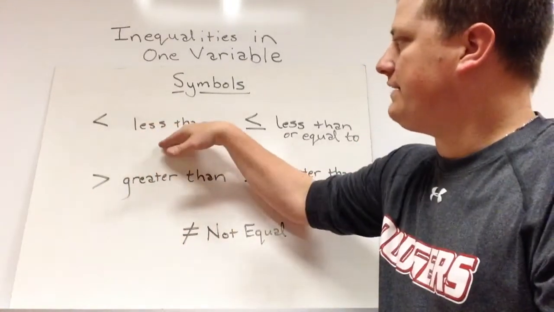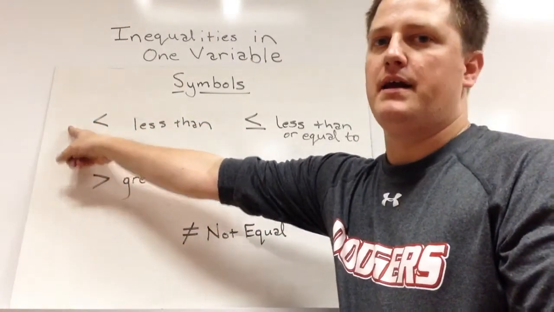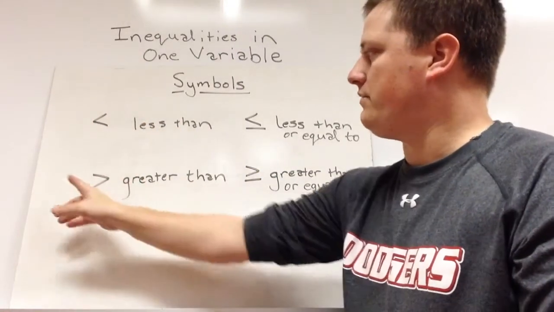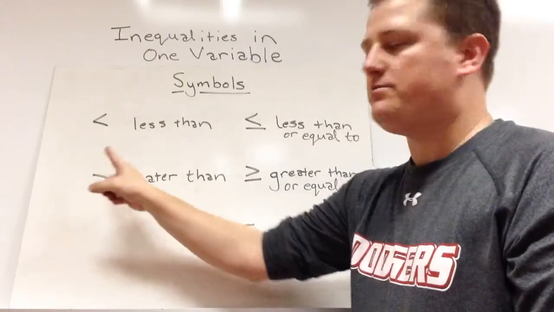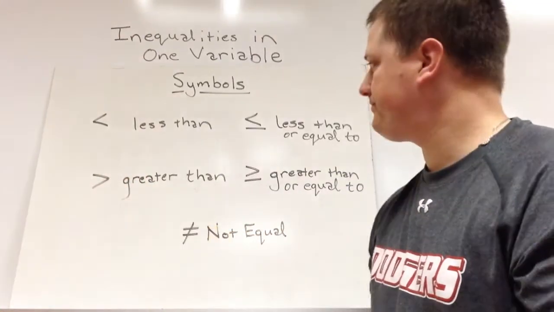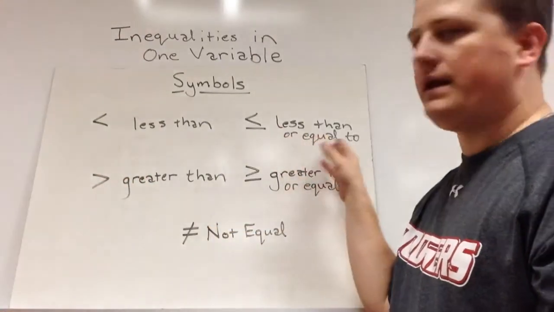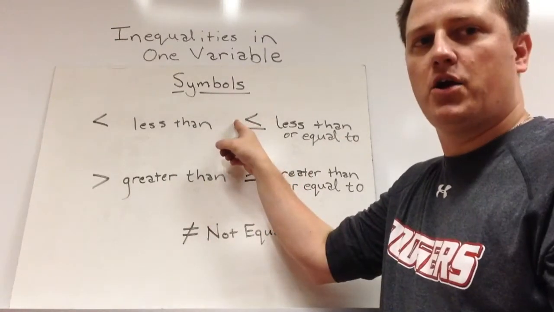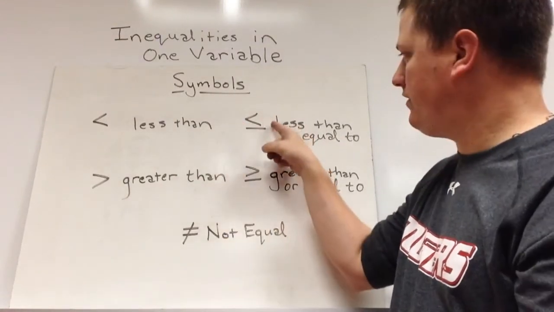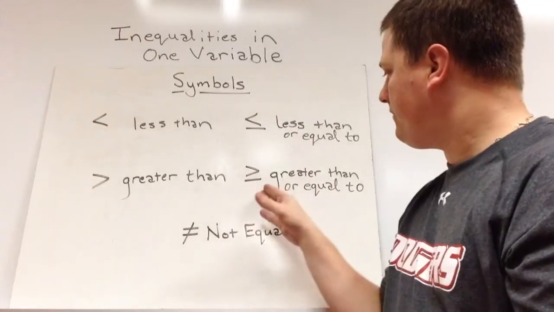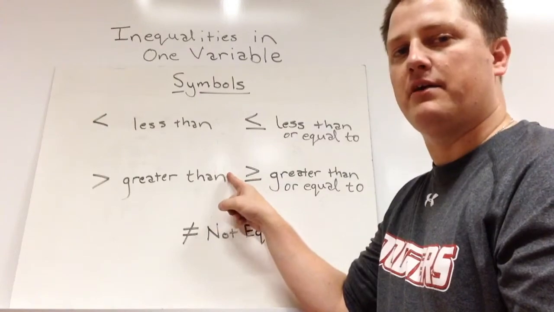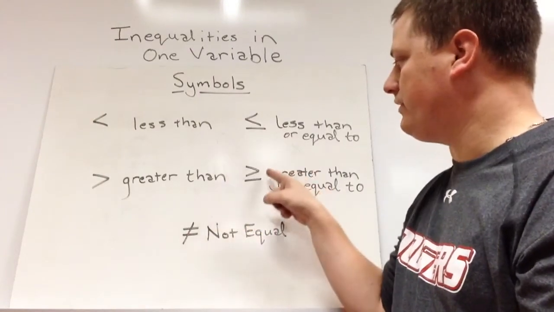So first we have less than, which is saying the left side is smaller than the right side. Then we have greater than, which is saying the left side is bigger than the right side. Then we have less than or equal to, which is saying the left side is smaller or equal to the right side. And then we have greater than or equal to, which is saying the left side is bigger or equal to the right side.